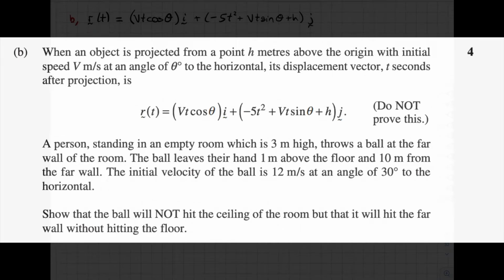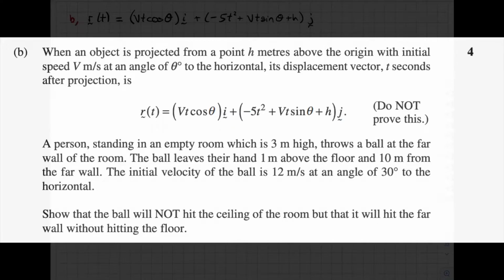Part B. When an object is projected from a point h meters above the origin with initial speed v meters per second at an angle of theta to the horizontal, its displacement vector, t seconds after projection, is given by that vector that they've given to us there, and we don't have to prove that.